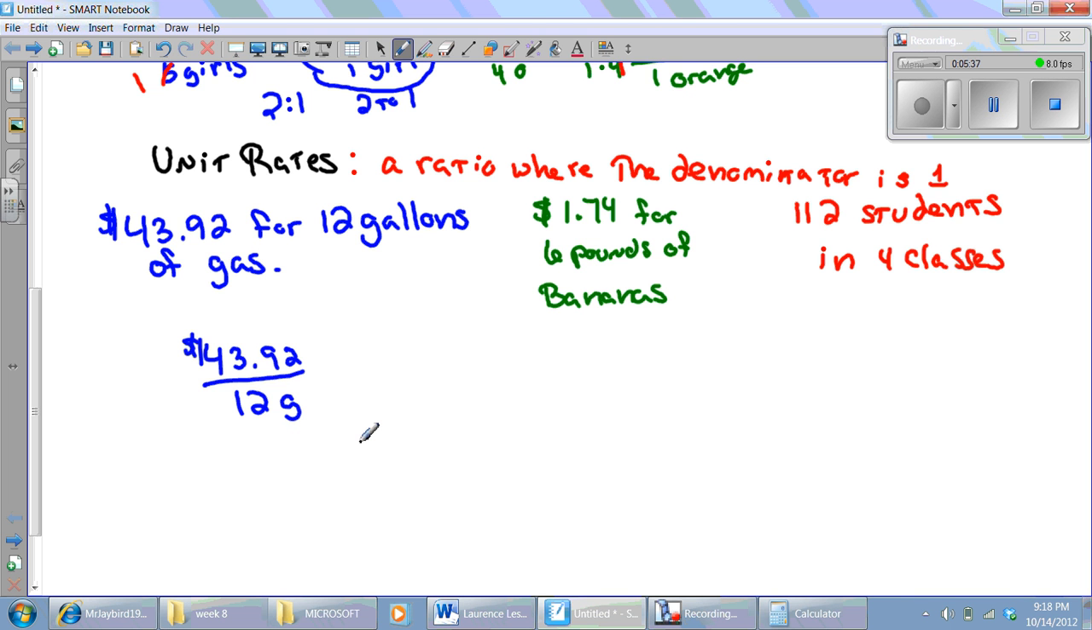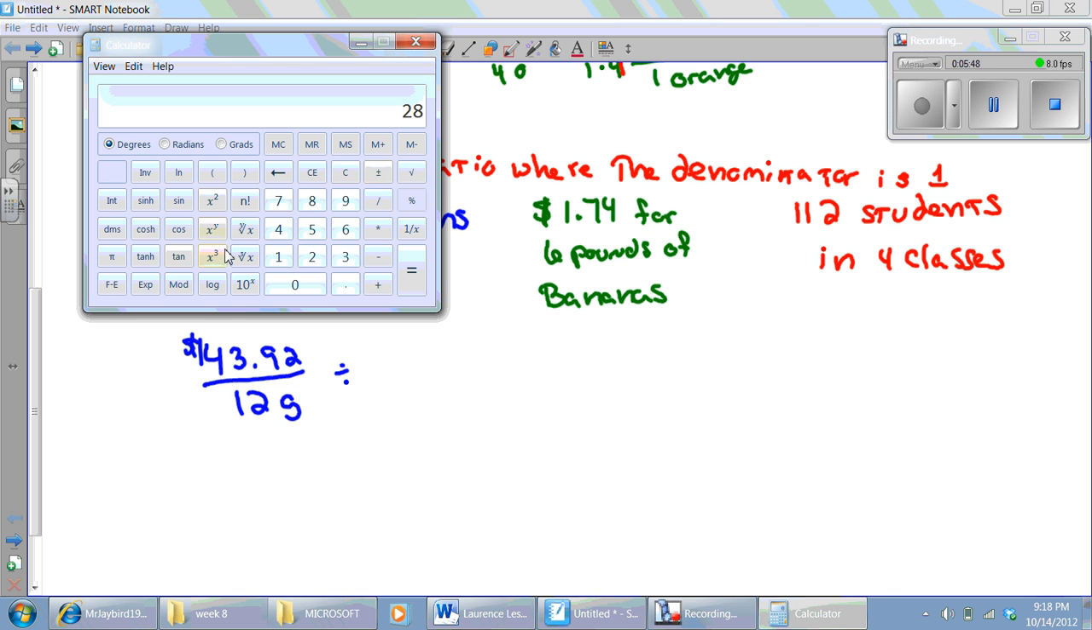So what we can do is stop and ask yourself, what does a fraction bar mean? Hopefully you're saying it means to divide. I can just go to a calculator and clear my calculator. Where's my clear button? There it is. And do 43.92 divided by 12. And there we go. That means that the unit rate is $3.66 per gallon. That's per 1 gallon.